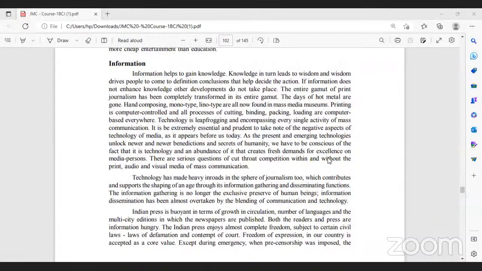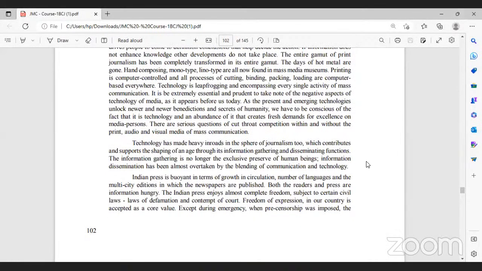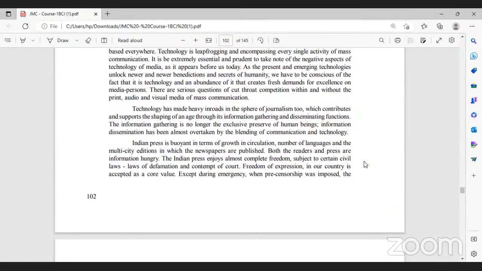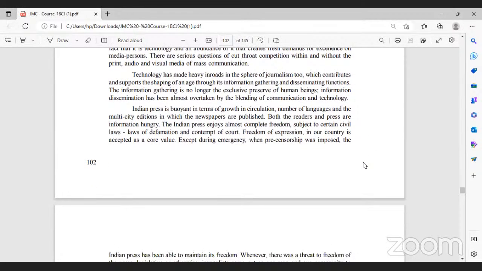a quicker look, a beautiful presentation. So we see that technology has made heavy inroads into the sphere of journalism. The Indian press is growing in terms of circulation, number of languages, and multi-city editions, in which we see a number of newspapers published.